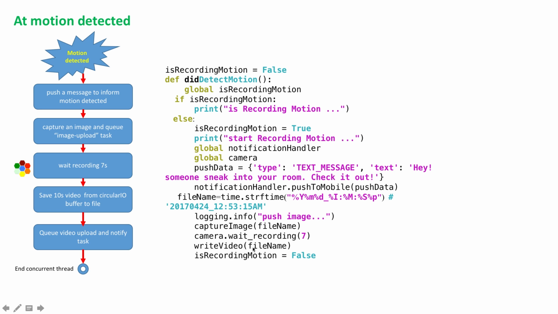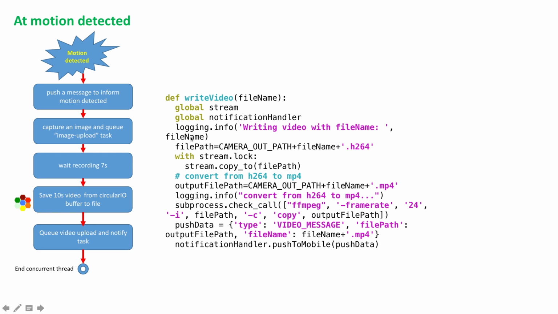And then the write video function will be called. This function will do two things. First, it saves the stream into a file and converts this file from x264 to mp4 so that we can view it directly on your phone or web browser. And the second task of this function is to push data, that's a video and a message, to your Pushbullet app to inform you the video has ended. So that's it for the motion detected flow.